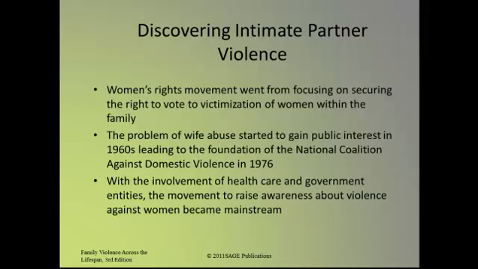Intimate partner violence, because the women's movement that emerged in the 60s again, moved from securing the right to vote to focusing upon the victimization of women within the family. In the 1960s, the National Coalition Against Domestic Violence was founded in order to continue to develop public interest in wife abuse, and the government and healthcare entities eventually became involved in that as well. And the awareness about violence against women had become more mainstream.